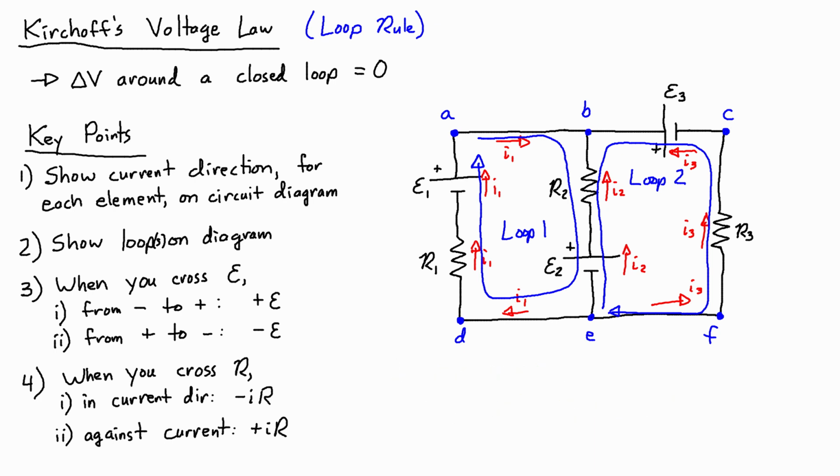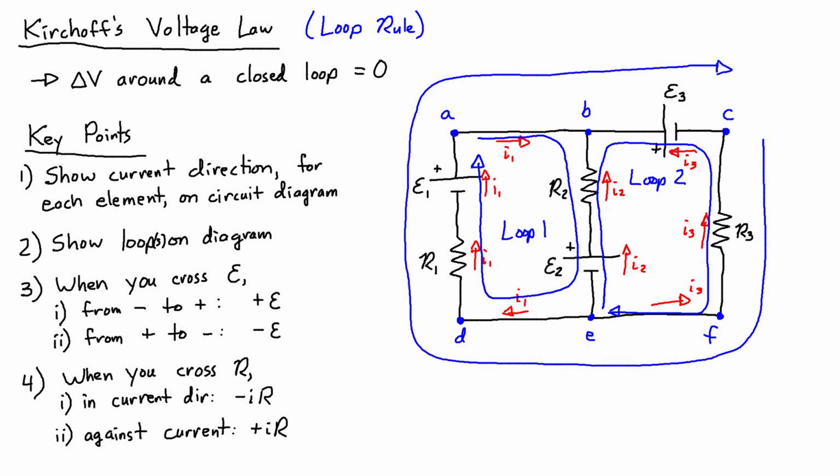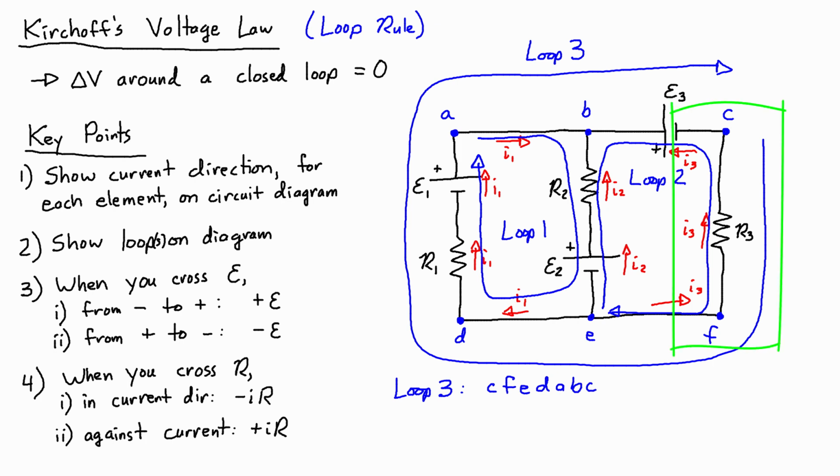For my third loop, I'm going to go around the outside. I'll start at C, and then go clockwise again, all the way around. Sometimes people call this the big loop. So I'm starting at C, then I go to F, then to E, then to D, then to A, then B, and finally C. So this time, I'm going against I3R3, so I have plus I3R3.